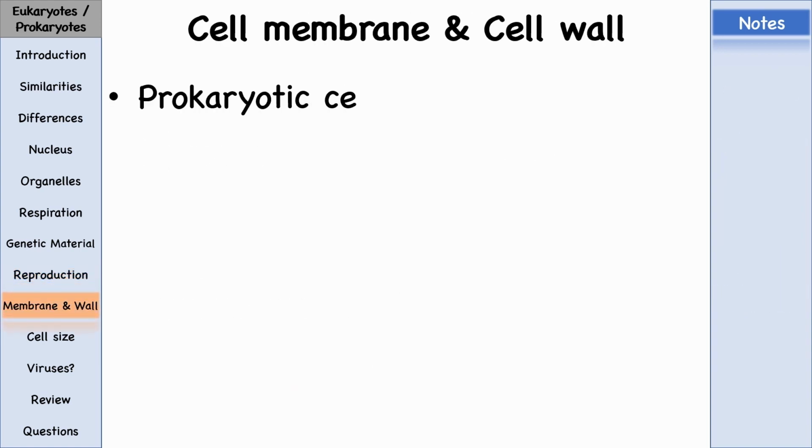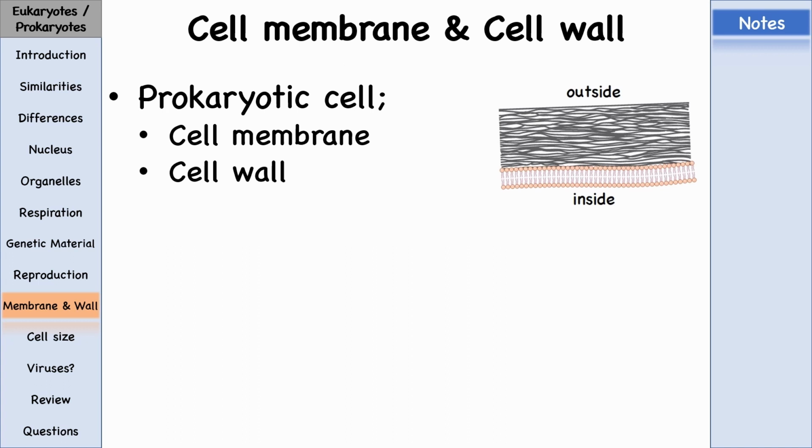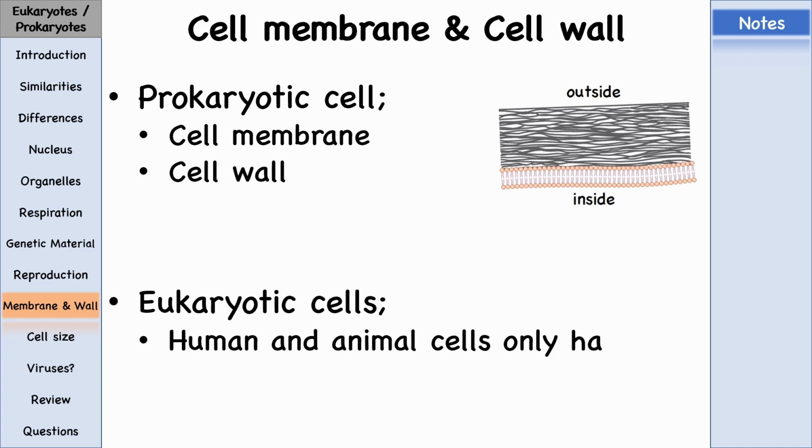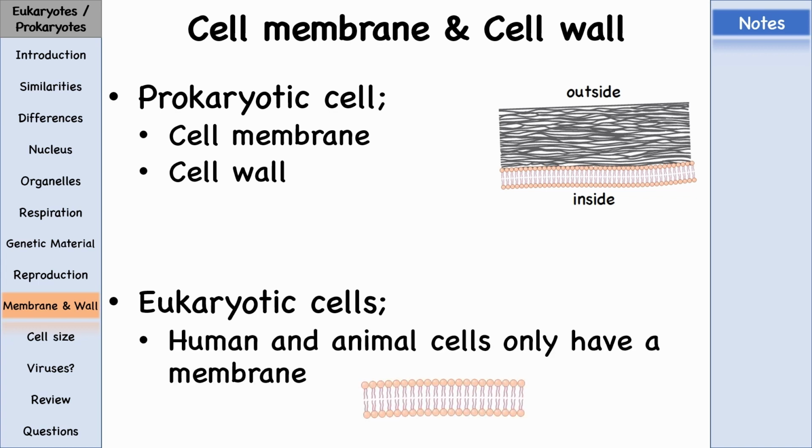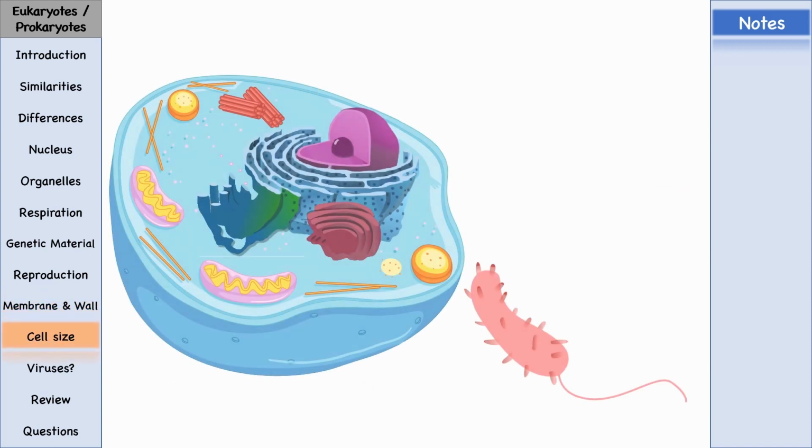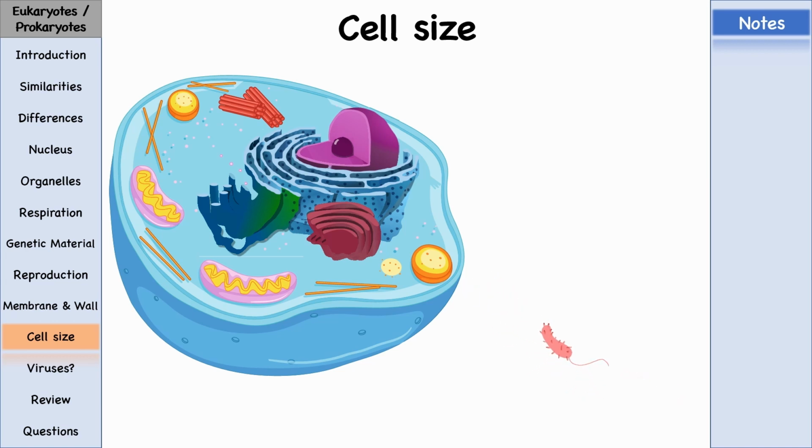Prokaryotic cells do have a cell membrane, but additionally, they have an additional rough layer that is the cell wall. For eukaryotes, plant cells and some fungi have a cell wall, while human and animal cells only have a cell membrane. They do not have a cell wall. In terms of size, eukaryotic cells are usually way larger than prokaryotic cells.